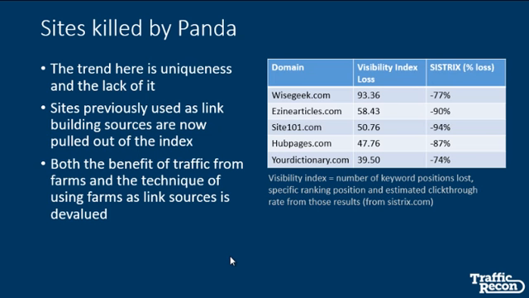Now, the other thing is that there are a lot of sites that were previously used as link building sources that are now pulled out of the index. So what you're going to see is that sites killed by Panda fall into the category of those generally used as article marketing indexes or article marketing directories, eZine Articles probably being the biggest one on this particular list.